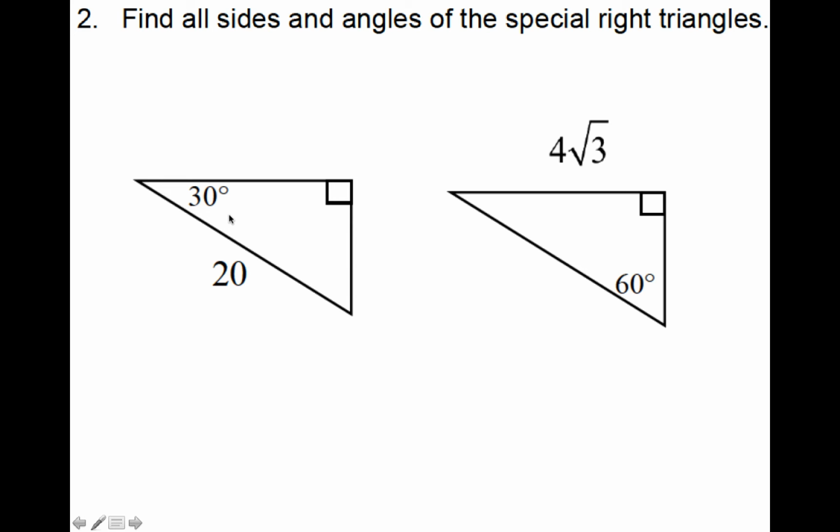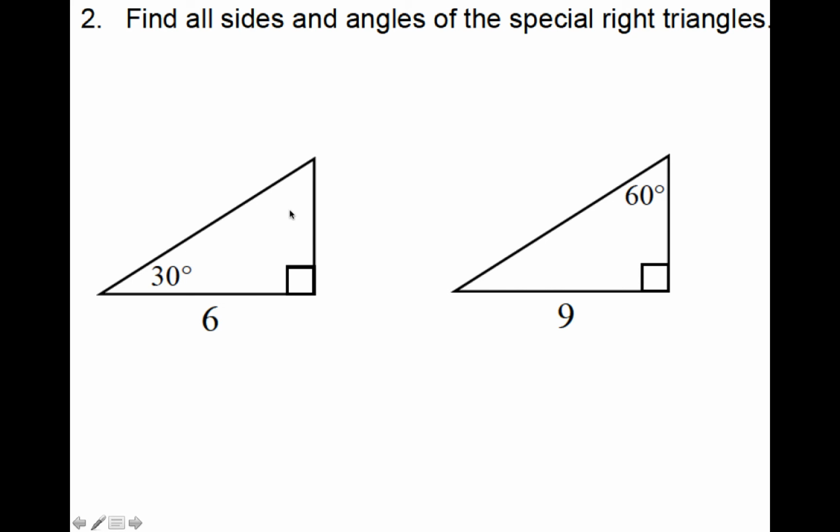For this one, you're given 30 and 90. That makes this angle 60. And we're given the hypotenuse, which is the long side. So we have to find the small side. So we're going to take half of the big side, which is 10, and that should go opposite the small angle. So this side is 10. Then to find opposite the 60, you would multiply by the square root of 3. Try this on your own.